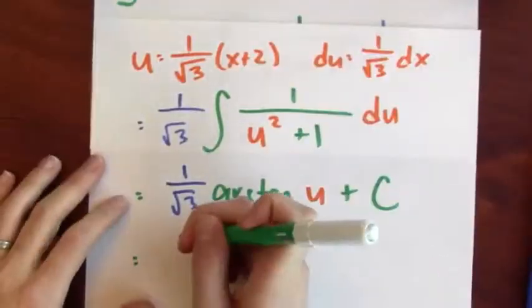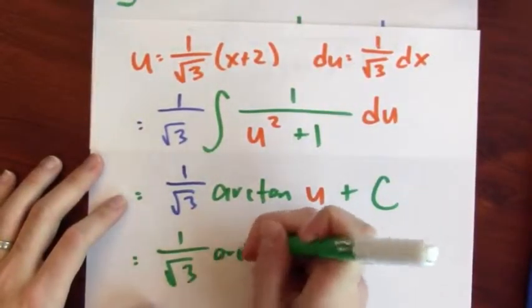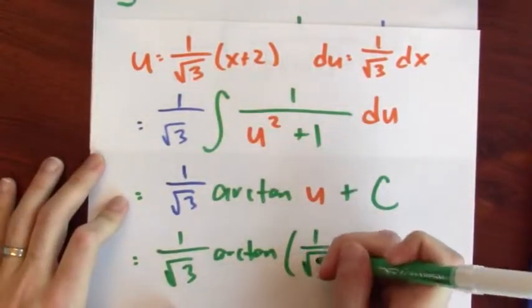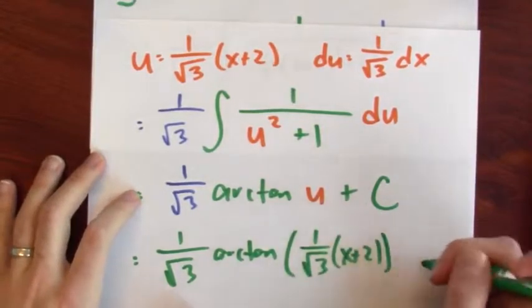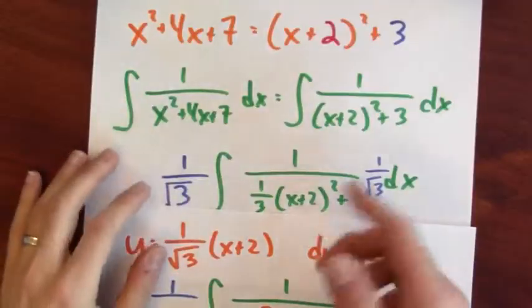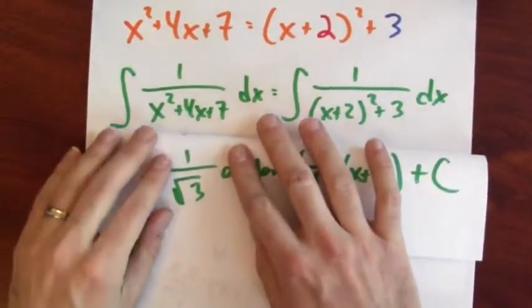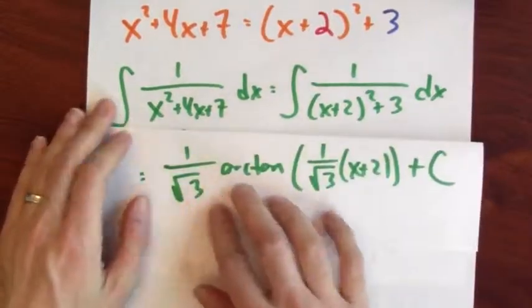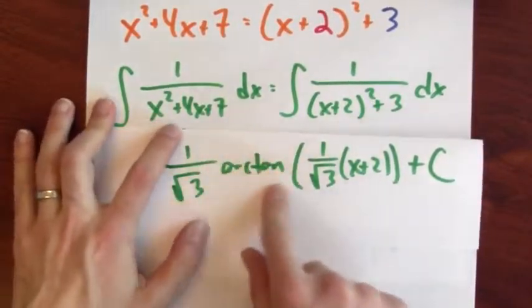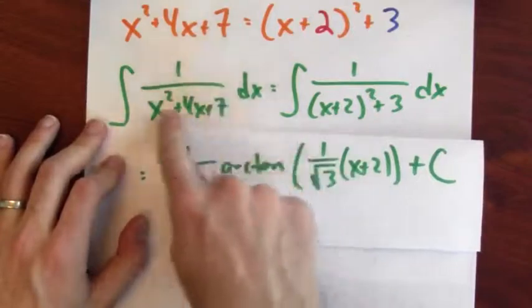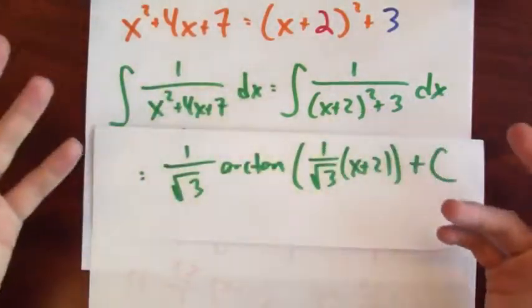Now I just have to replace that u with its value in terms of x. So this is 1 over the square root of 3 arctan, and u here is this, so I'll write that in here for u, 1 over the square root of 3 times x plus 2, plus c. And now I'm in a position to state a conclusion. The original question was asking for an antiderivative of 1 over x squared plus 4x plus 7, and we've found it. It's 1 over the square root of 3 times arctan of 1 over the square root of 3 times x plus 2, plus some constant. So we've anti-differentiated this reciprocal of this quadratic polynomial.